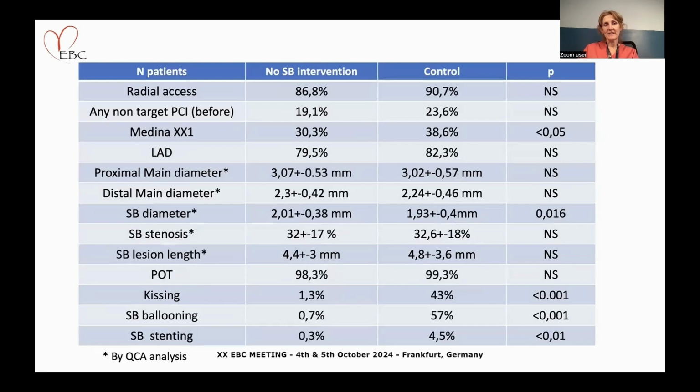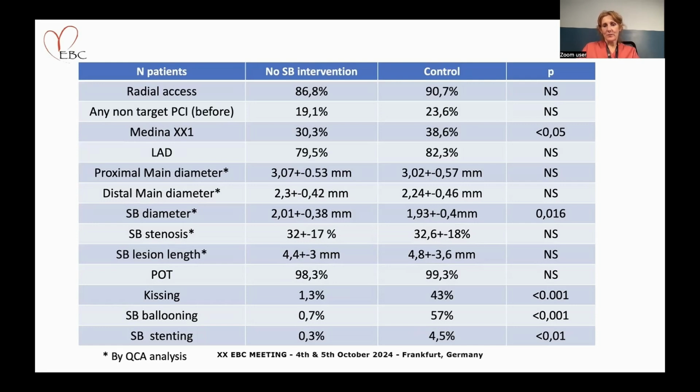In about 20% of cases, there was a non-target PCI performed before the bifurcation intervention. Most of these were LAD first diagonal bifurcations, which were treated with a proximal main diameter of around 3 millimeters, which was the same for both groups, and side branch diameter of about 2 millimeters for both groups. Lesion lengths in the side branch were short for both of these groups at about 4.4 and 4.8 millimeters. And we have a very high level of POT at over 99%.